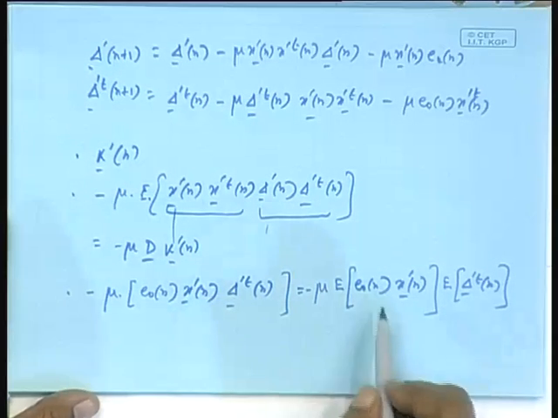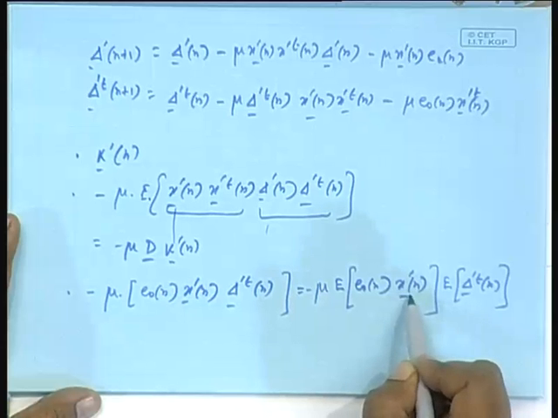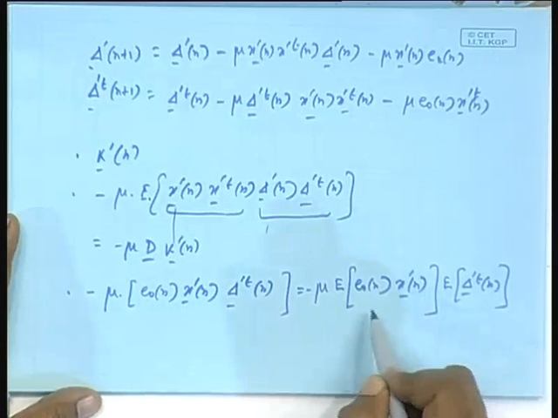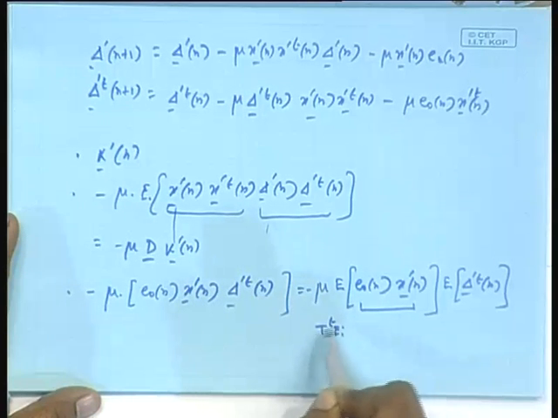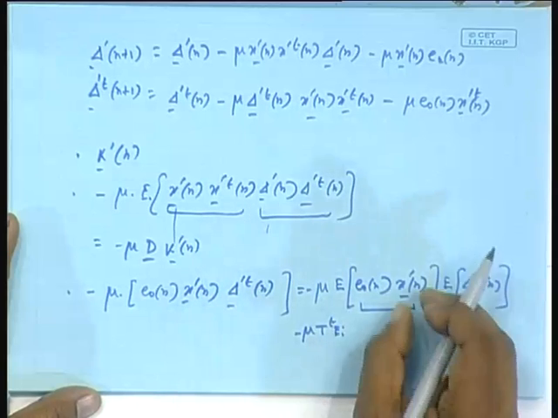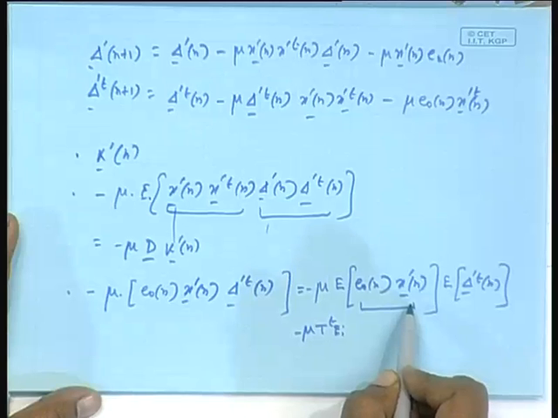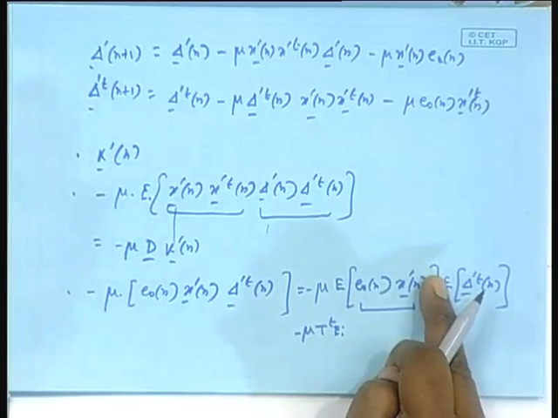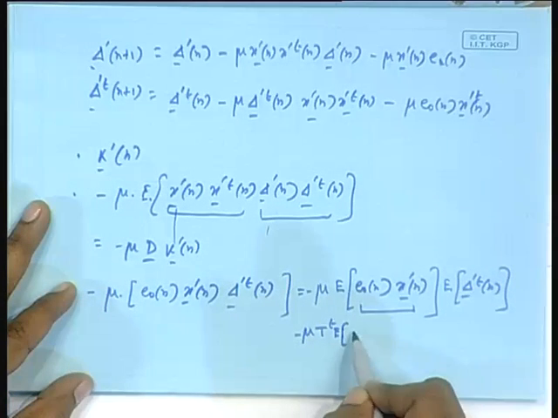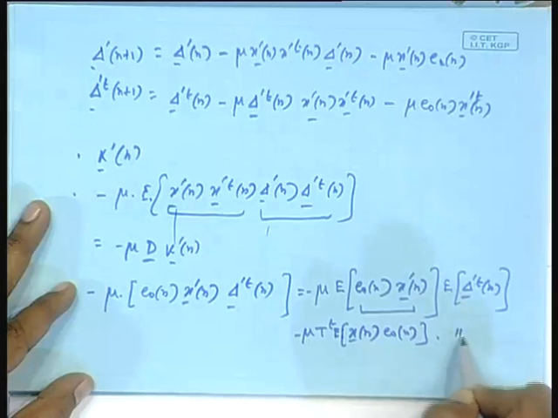Now, what is this quantity? E_O(n) is the optimal error, and x'(n) is T transpose x(n). So this quantity you can write as E, you can take T transpose out. E_O(n) is a scalar only, so you can push it to the right-hand side, T transpose x(n) into E_O(n), where E_O(n) is a scalar. T transpose you take out, times this quantity, okay.